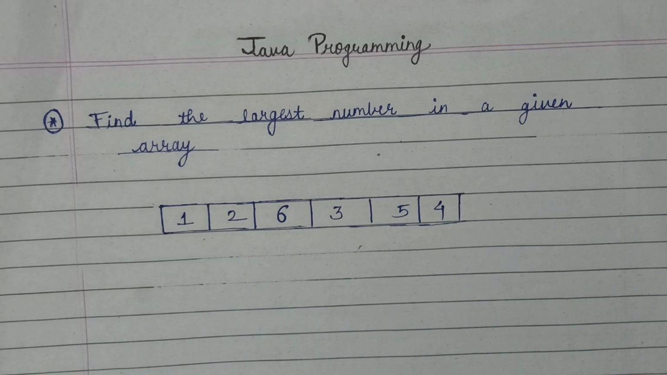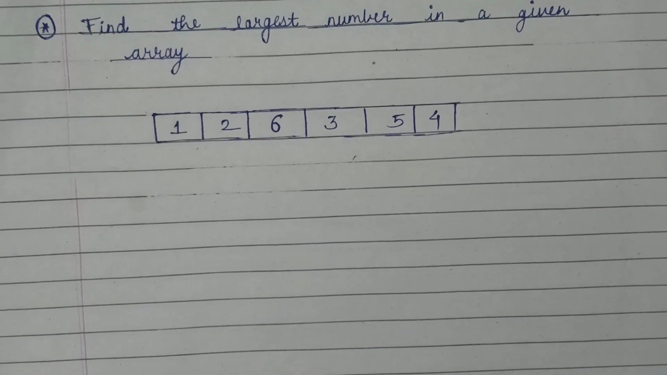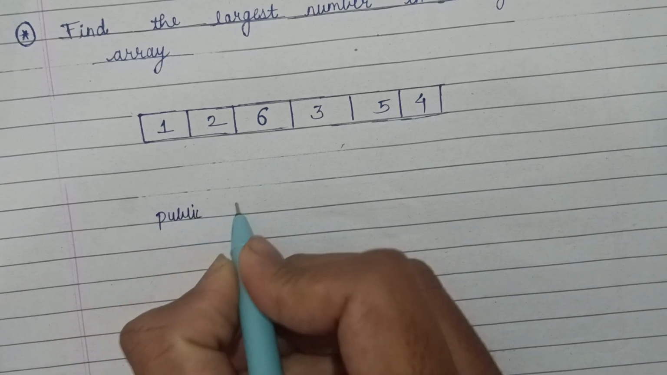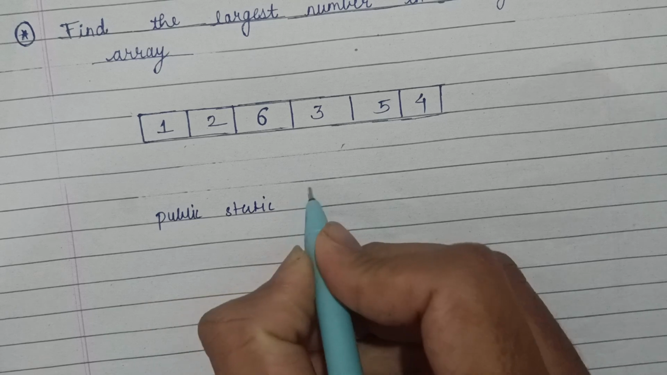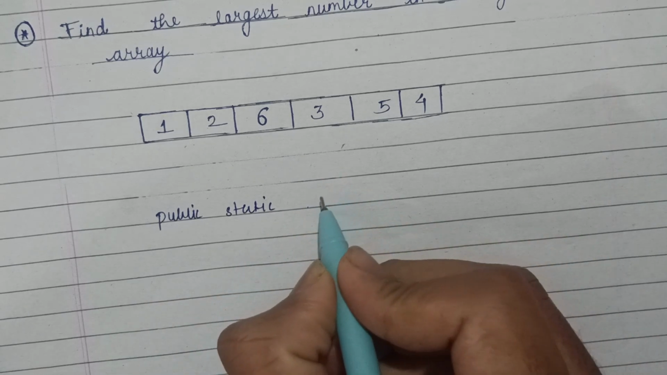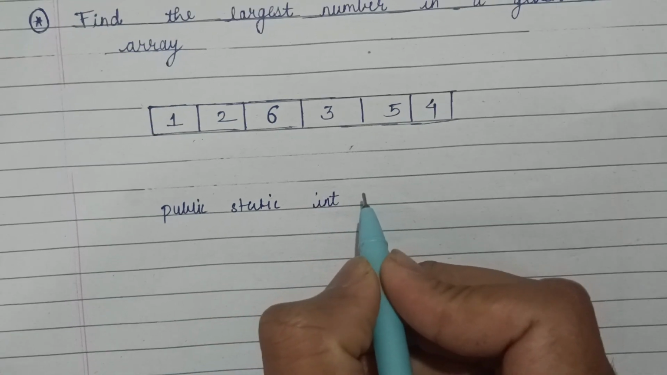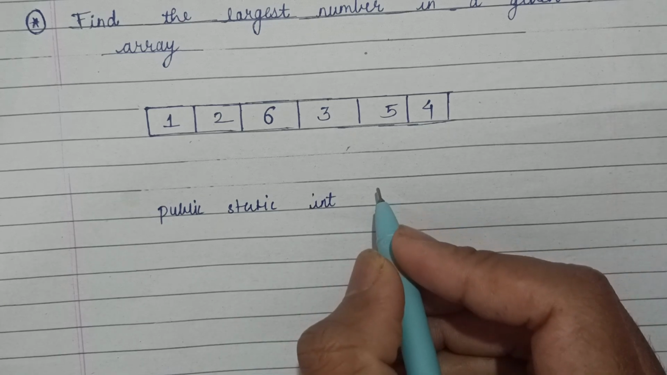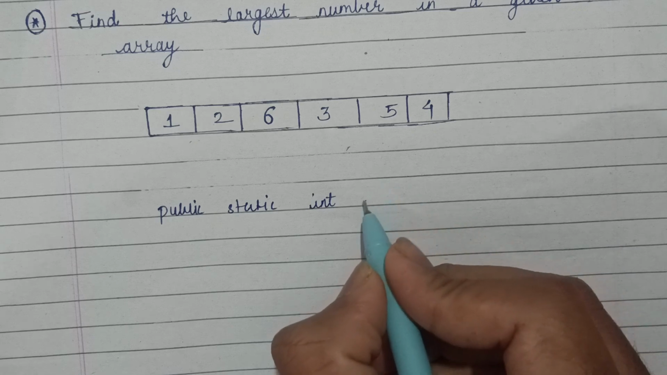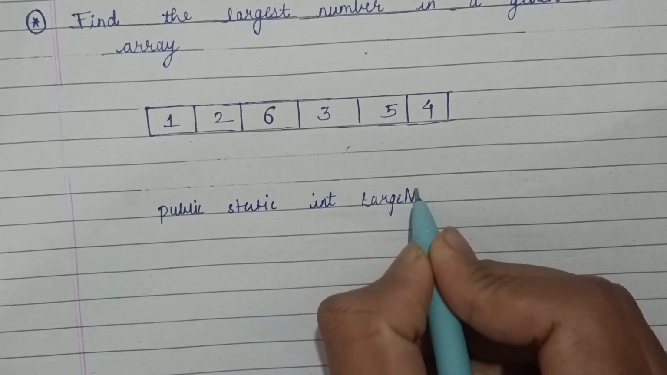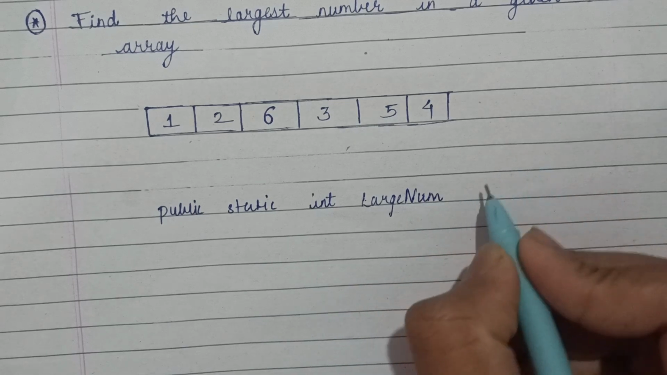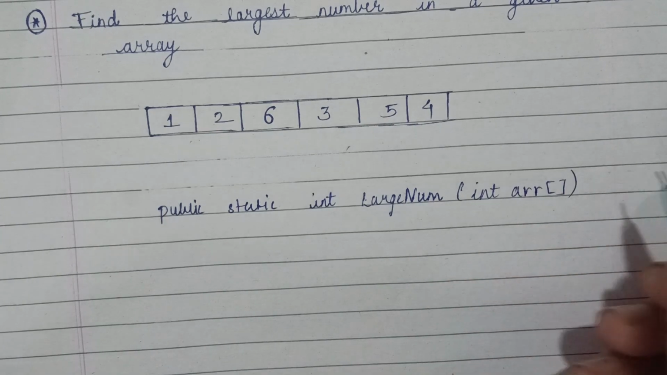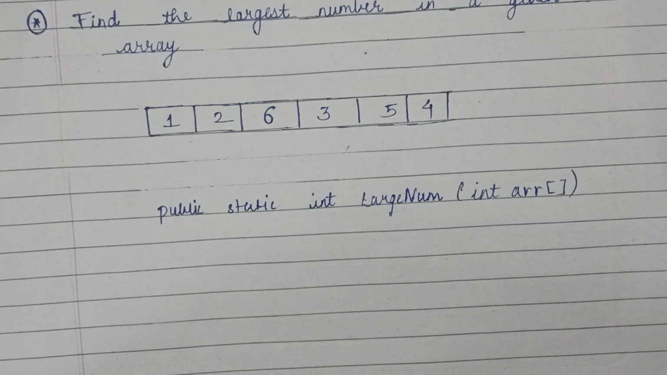First, create a function for it. Public static, and the return type will be int, because we have to return an integer. The function name will be largeNumber, and we have to pass the array. We will create this array in the main function.